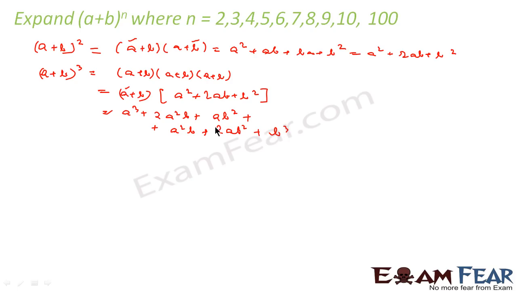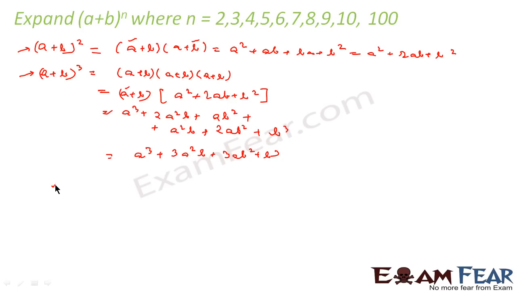Now you add this. The reason I've written it like this is to make things clear. A square b is here. So if you add this, what you get is a cube plus 3a square b plus 3ab square plus b cube. So if you see, when we solved (a plus b) square, it was a little simple. This was of medium difficulty.